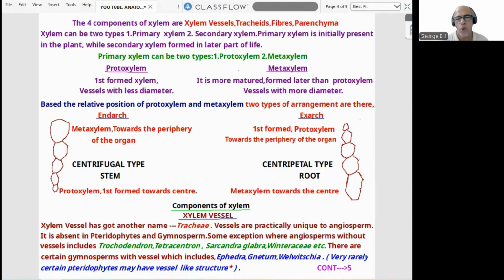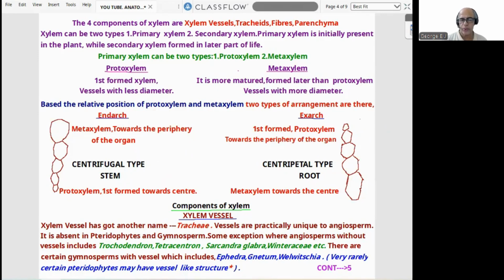Now we have to proceed with the components of xylem. There are four components: vessel, trachea, fibers, parenchyma, taken one by one. Xylem vessel: vessel has got another name, trachea. Vessels are practically unique to angiosperms. They are generally absent in pteridophytes and gymnosperms, but there are some exceptions where angiosperms are without vessels.